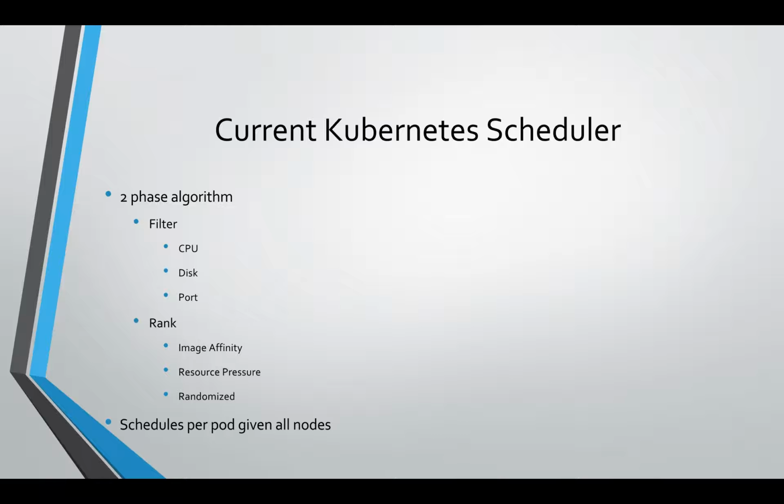And then the important thing to realize is that the scheduler works on a per pod and given all nodes basis, right? So that's how the Kubernetes scheduler works without the patch. And that's important to realize. We'll get back to that, right? So given a single pod and all the nodes I have available and the resources available, how do I schedule this pod, right? And the pod is the job. So let's keep track of that.